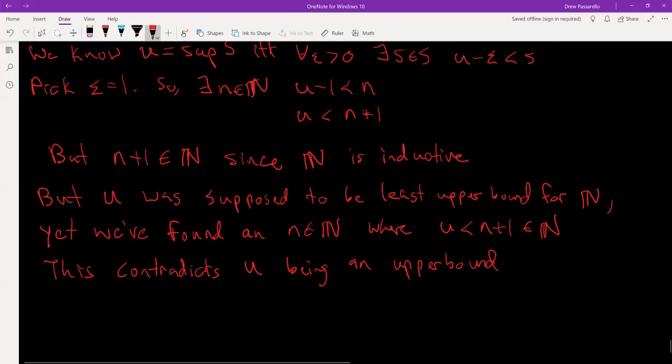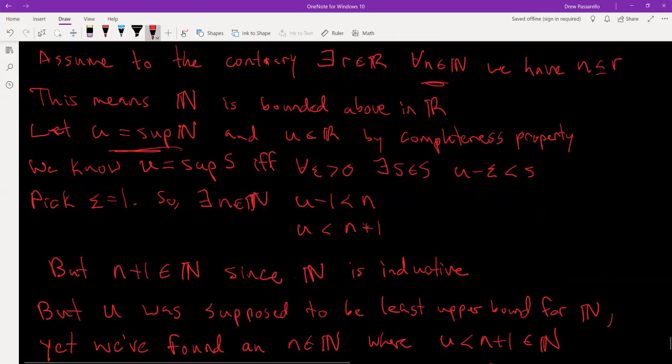All right, and that completes the proof. That's the contradiction. Therefore, it's got to be that the Archimedean principle holds.